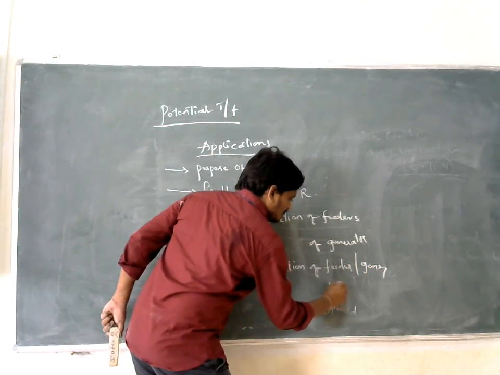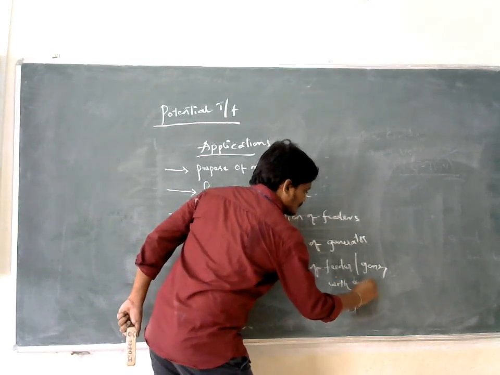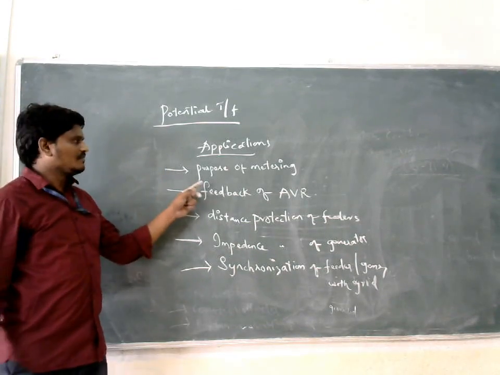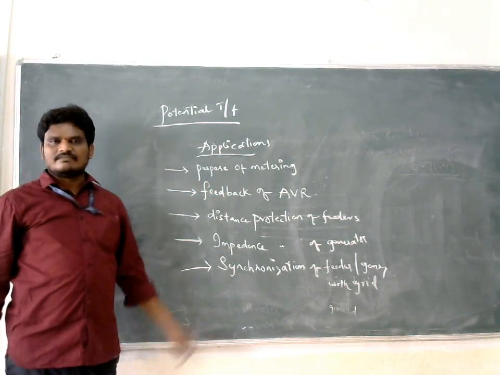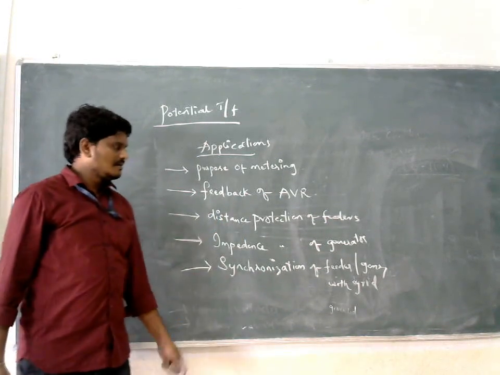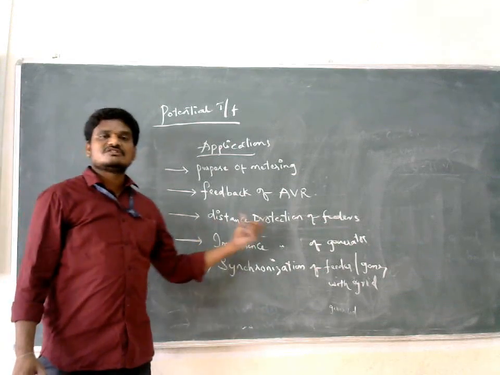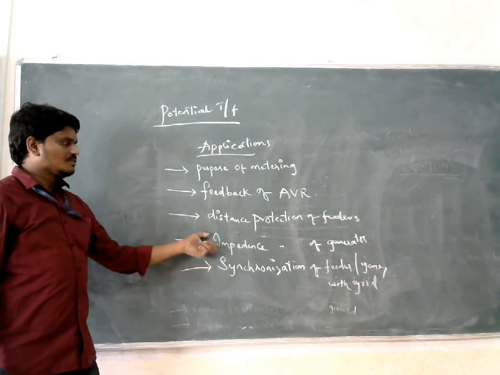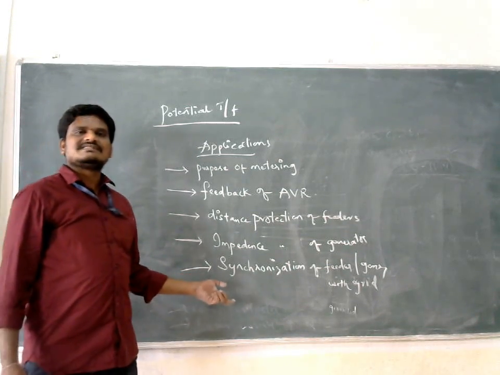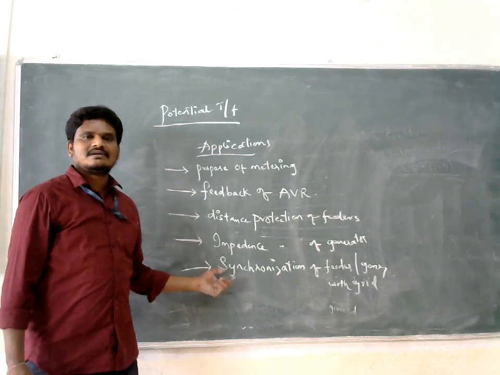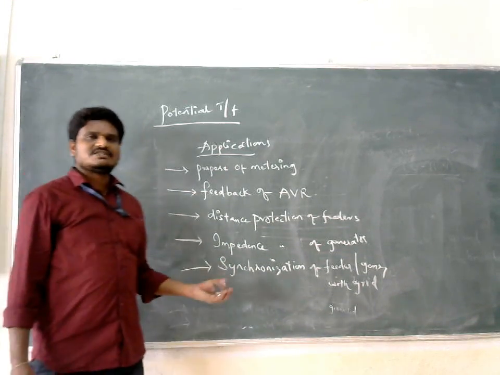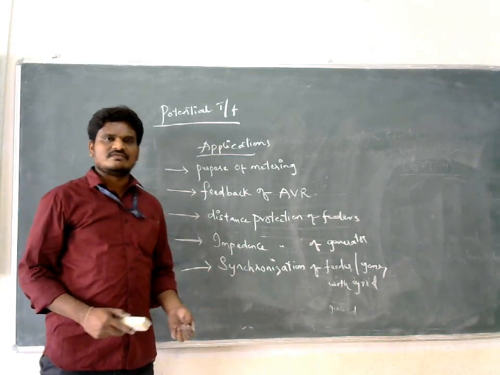or generator with the grid. These are the major applications of a potential transformer. The first one is that it is used for the purpose of metering. The second one is that it can also be used as a feedback of a voltage regulator, or else it can also be used for the distance protection of feeders, or else it can be used for the impedance protection of a generator, and mainly it can also be used for synchronization of a feeder or generator with the grid. This is regarding the definition, construction, working and applications of a potential transformer.